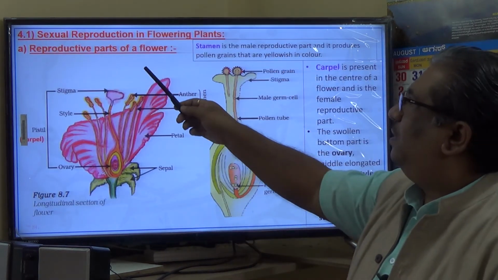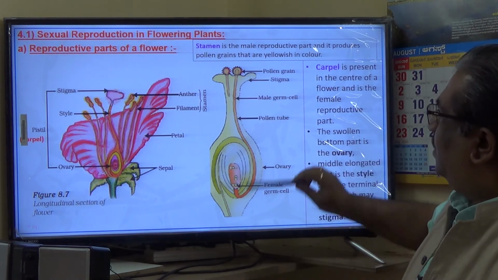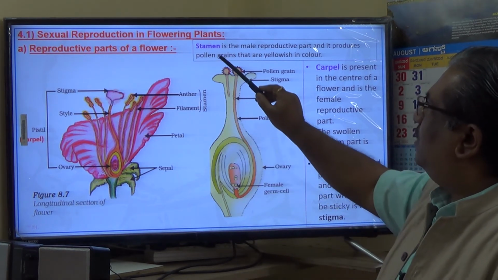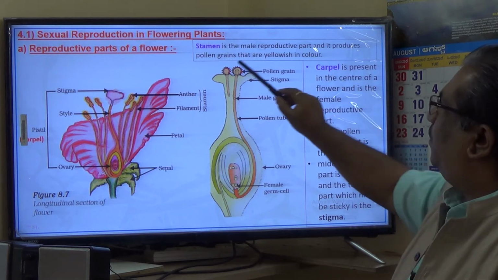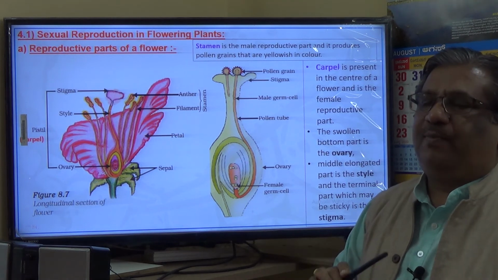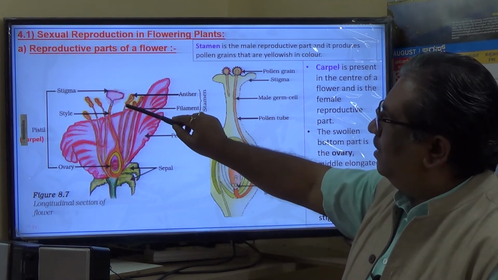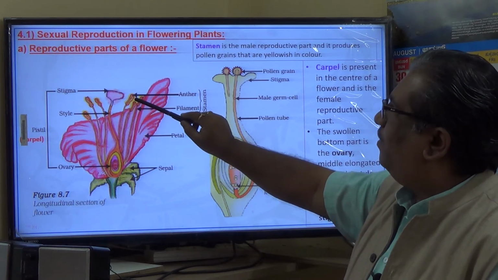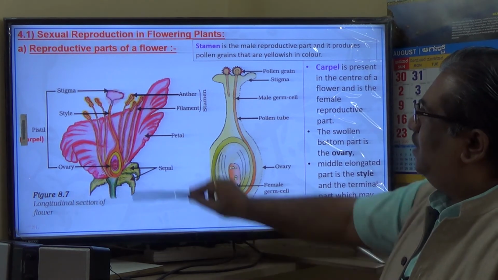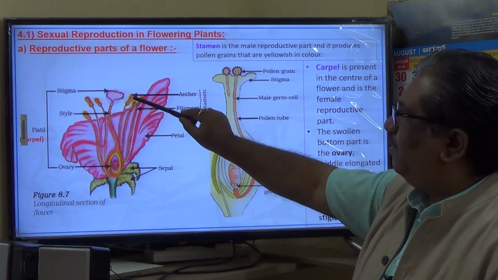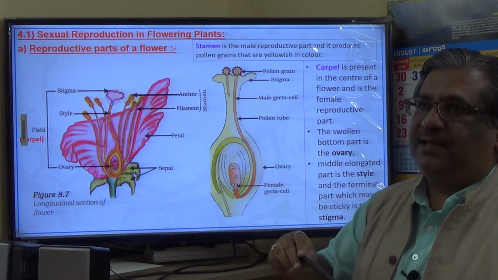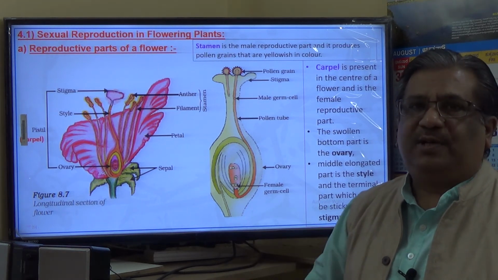Here, as I said, a little description is required. Let's see the same diagram. The stamen is the male reproductive part and it produces pollen grains that are yellowish in color. Remember, pollen grains are produced by pollen sacs, where the anther contains the pollen sacs that produce pollen grains, and pollen grains are male gametes. You have already understood this is the filament and this is the anther. The anther contains pollen sacs, and pollen sacs will produce pollen grains. What is the color? They are yellowish in color.